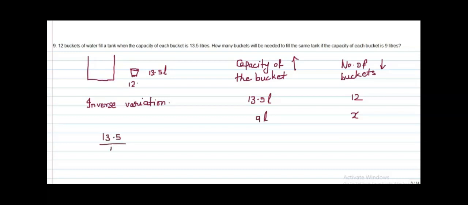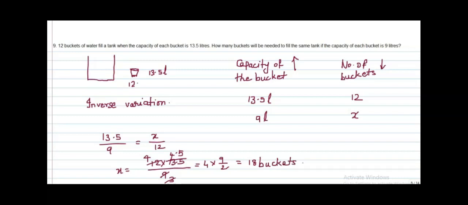13.5 by 9 is equal to x by 12, or x is equal to 12 into 13.5 by 9, which is nothing but 4, 3 3s are, 3 4s are. Then again we can cancel this. 3 4s are 12, 3 into 5. So 4 into 4.5 or 4 into 9 by 2, which is nothing but 18. So we require 18 buckets of water to fill the tank where the capacity of each bucket is 9 liters.